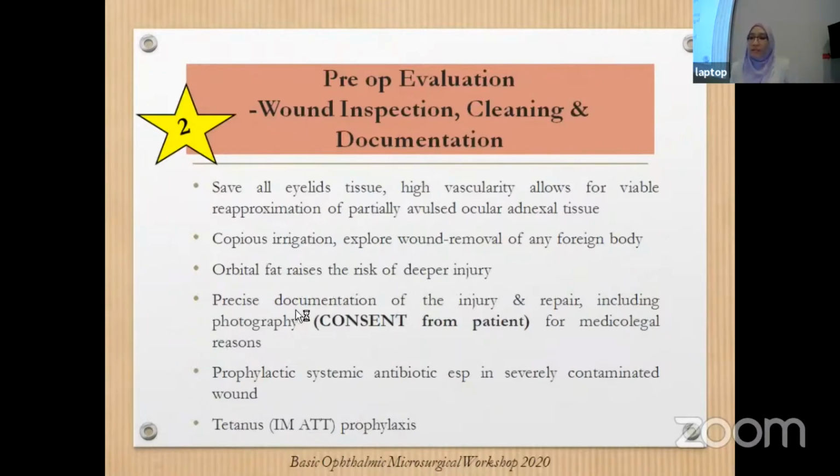And then precise documentation of the injury and repair, also including photographs. But for the photography, we need to get consent from the patient for medico-legal reasons. And then prophylactic systemic antibiotics, especially in a severely contaminated wound. Usually we give a broad spectrum antibiotic, right? For example, flucloxacillin, intravenous. And then make sure this patient had tetanus prophylaxis, ATT. This one is usually given by the primary team, the ED team, before they refer to us.